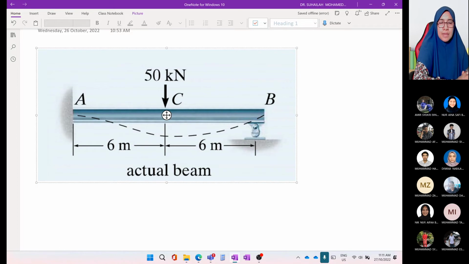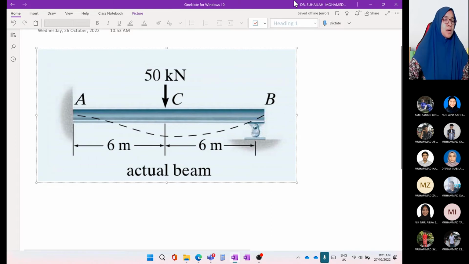So this is the actual beam. The actual beam is an indeterminate beam, so we are going to analyze this. We are analyzing unknown reactions. There are 4 unknown reactions, so we are going to analyze these 4 unknown reactions.